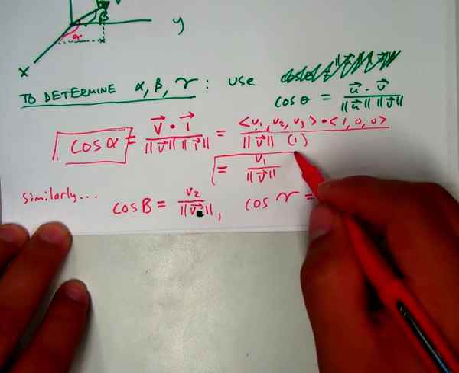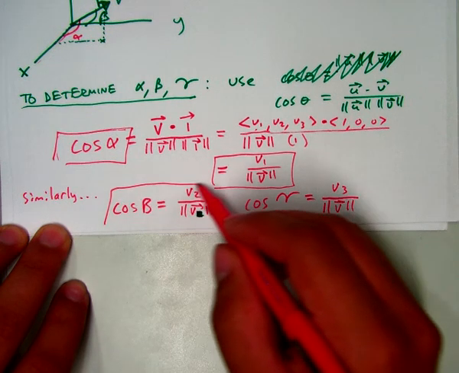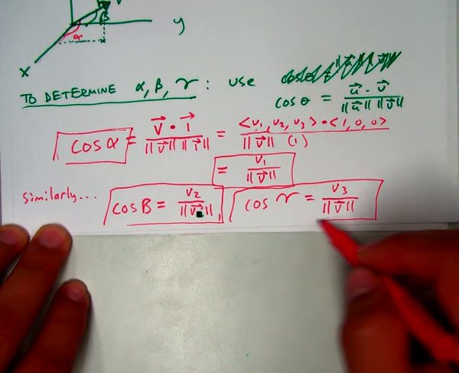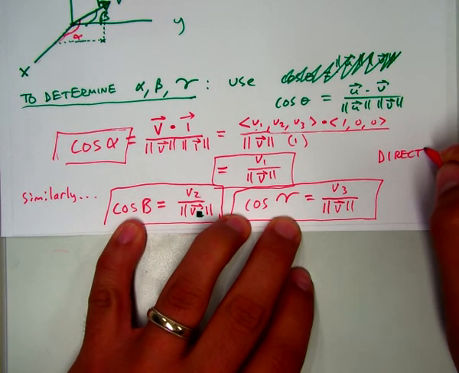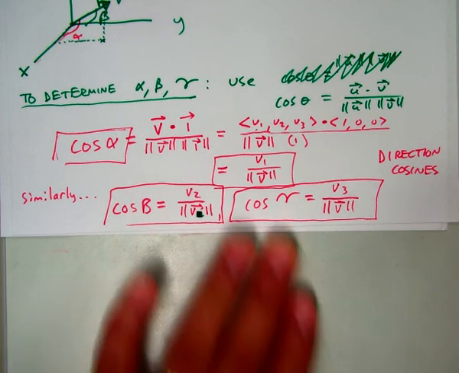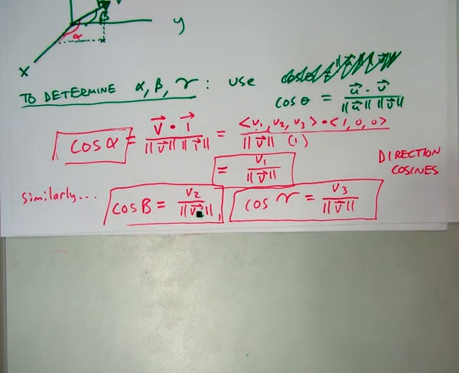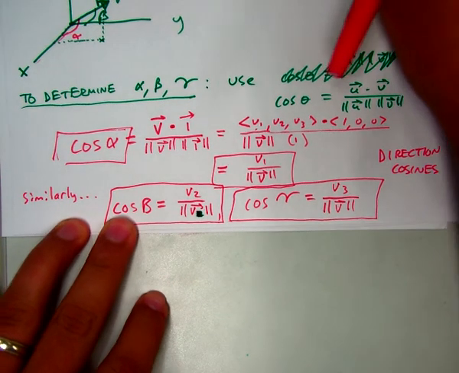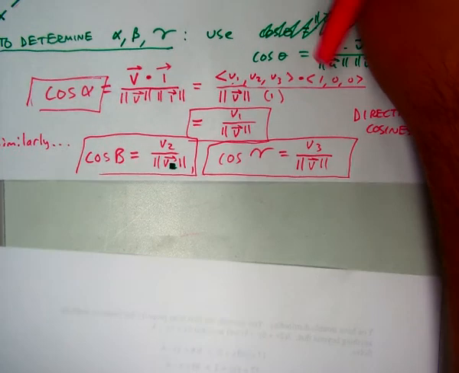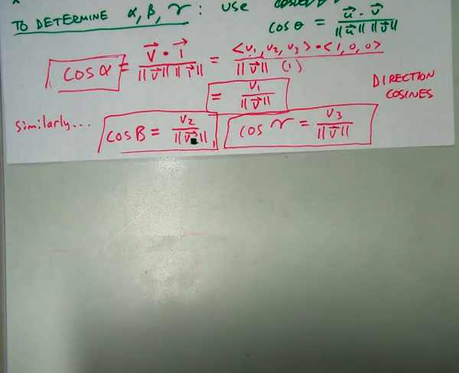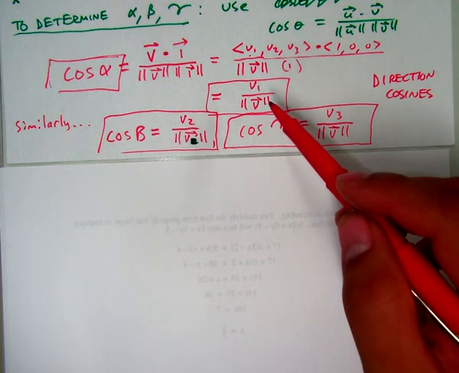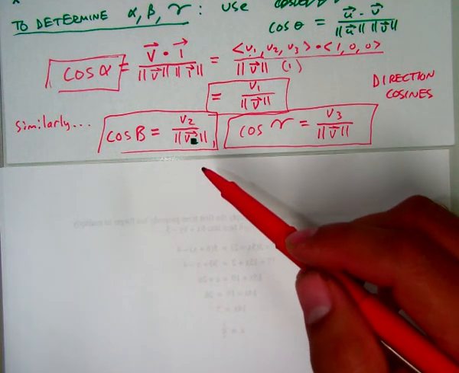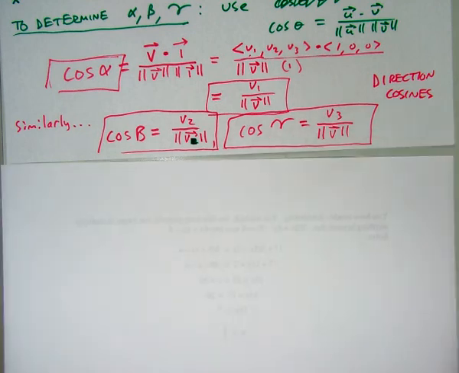So cosine alpha equals v1 over the magnitude of the vector. Cosine beta equals v2 over the magnitude of the vector. Cosine gamma equals v3 over the magnitude of the vector. These are called the direction cosines. Where have we seen this type of thing before? v1 over the magnitude of v, v2... unit vectors. Very good.